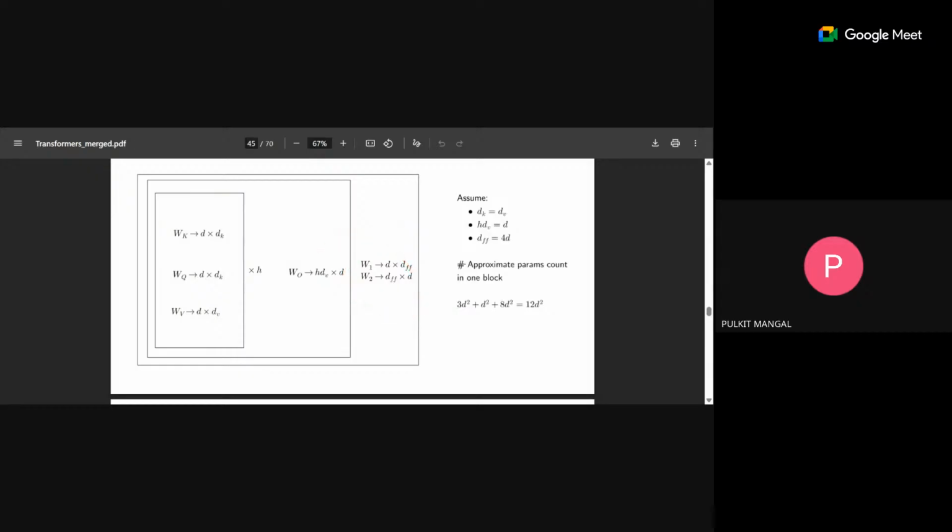If you stack, let's suppose, b transformer blocks, then you are going to multiply this entire thing by that many times, because the same number of parameters will be there in each of these transformer blocks. So are the things clear, or do you want me to repeat it one more time? Okay, good.